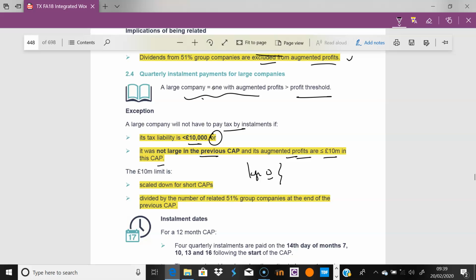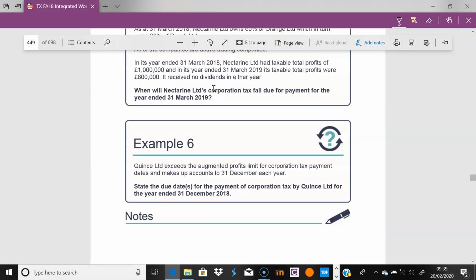Because of course, 10 million is greater than 1.5. So in effect, if you weren't large and then suddenly you were 5 million this year, technically you should pay by installments, but you don't, because in the previous period you weren't large. A number of things are scaled down for a short CAP. It's all quite fiddly, but in the end, it's just little rules divided by the related 51% group companies at the end of the previous CAP. So it's just watching out, and you'll do examples and see what the issues are.